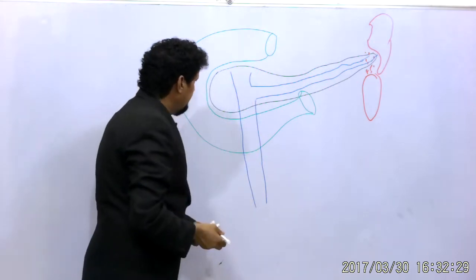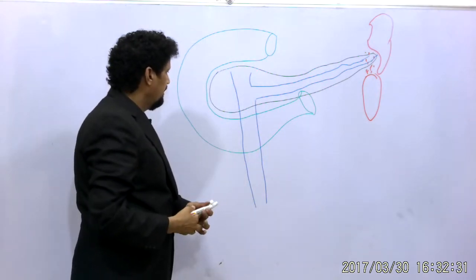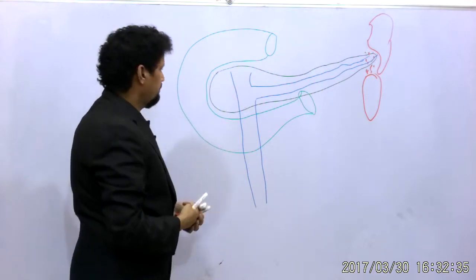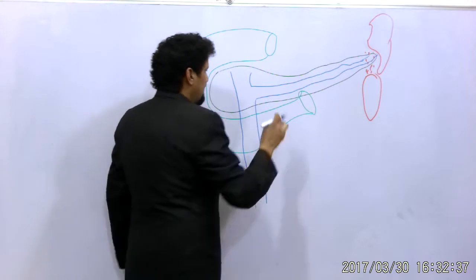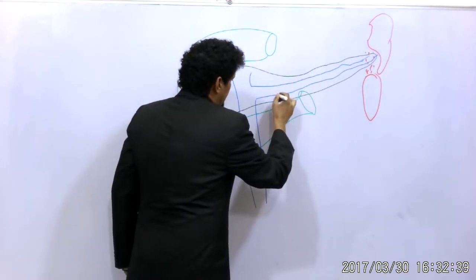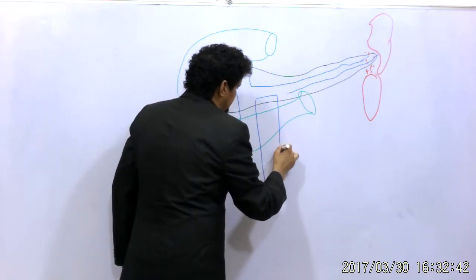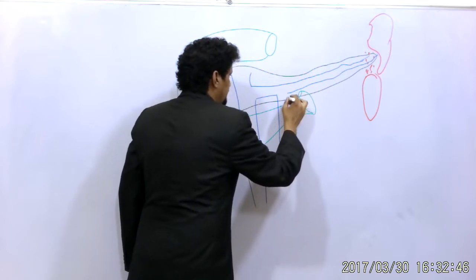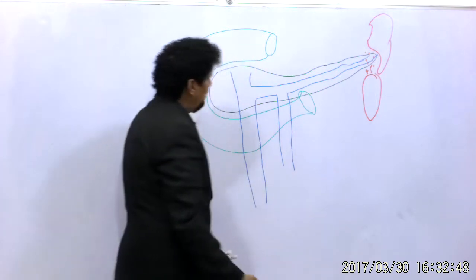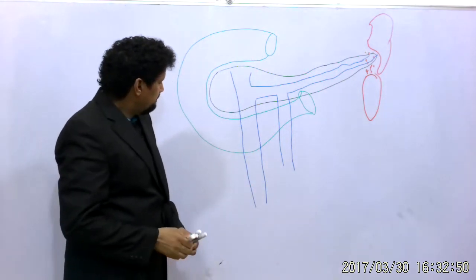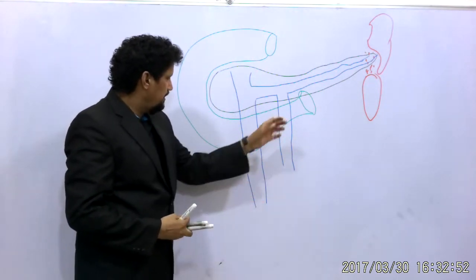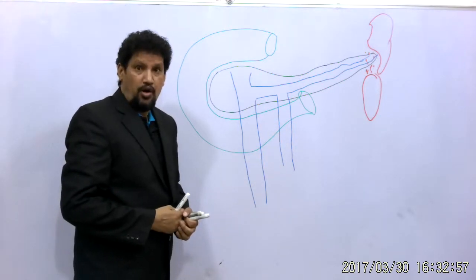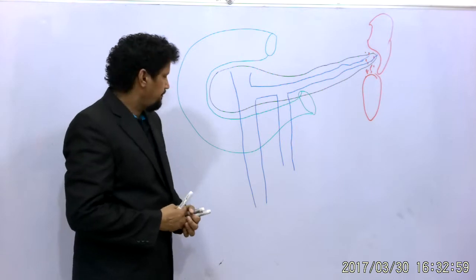So, these are the formative tributaries of the portal vein. The splenic vein is receiving the inferior mesenteric vein, which is draining the blood from the hindgut, that is the left 1/3 of the transverse colon, the descending colon, sigmoid colon and the upper part of the rectum.